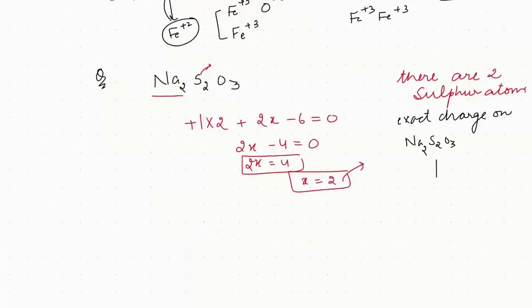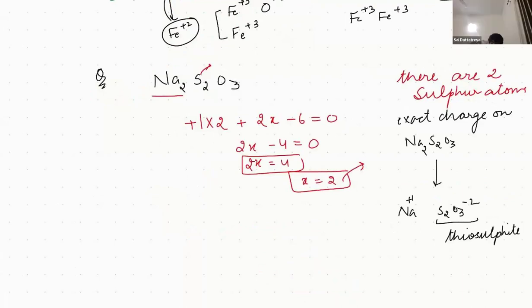First you understand how Na2S2O3 breaks down. Na2S2O3 breaks down into 2 Na plus and S2O3 2 minus. This is thiosulfate. Did you understand? Yes.